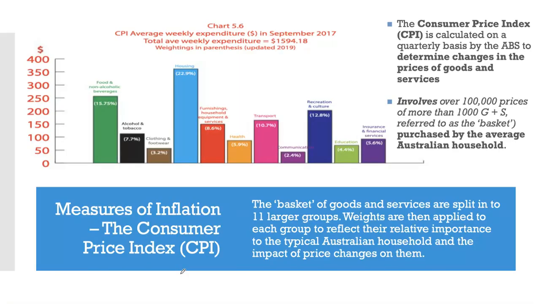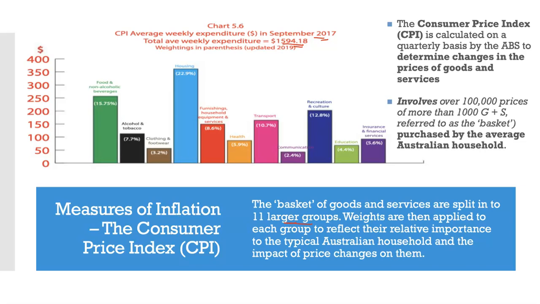So we can see here that in September 2017, so it's a little bit out of date, but it doesn't really matter, the total weekly expenditure was $1,594. And they have split that up into these particular 11 groups of goods that represent the basket of goods or services. So it's very complicated.